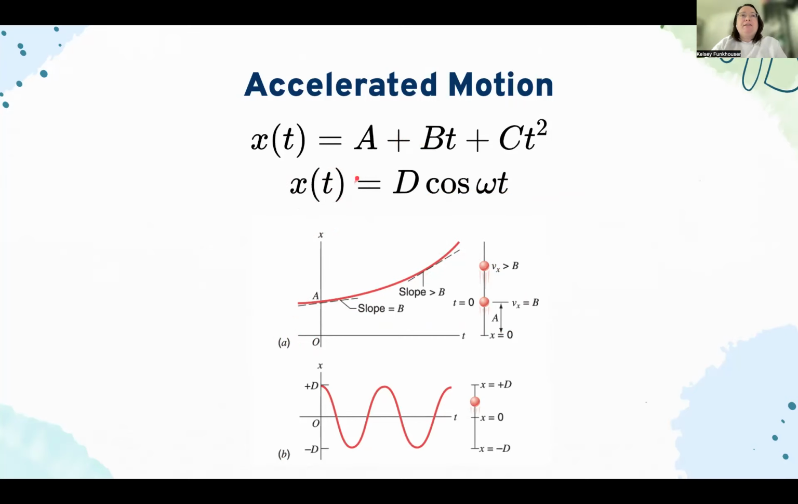The other example is x of t equals d cosine omega t. And this gives us a cosine graph in B here, where the position oscillates as the slope changes. So the position oscillates between positive and negative d as the amplitude, and then the slope, with which you could see if you kind of put a tangential line along the path, you'll see that the slope is changing over time.